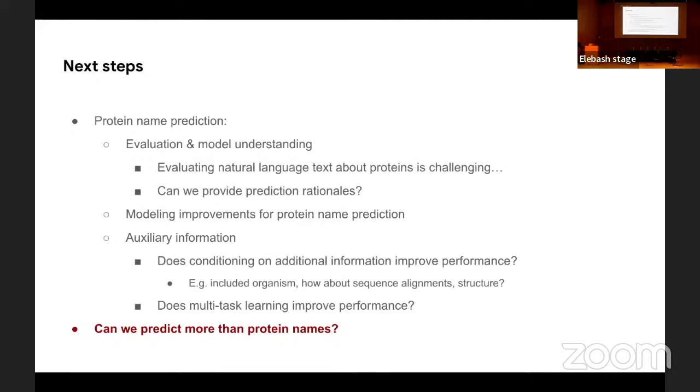Yeah, 100%. I'm sorry, I just flipped to this extra slide. Can we predict more than protein names? Yes, absolutely. And obviously we can also turn the model on its head, right? Like, I want a GPCR that binds this particular ligand. Please, can you give me that?